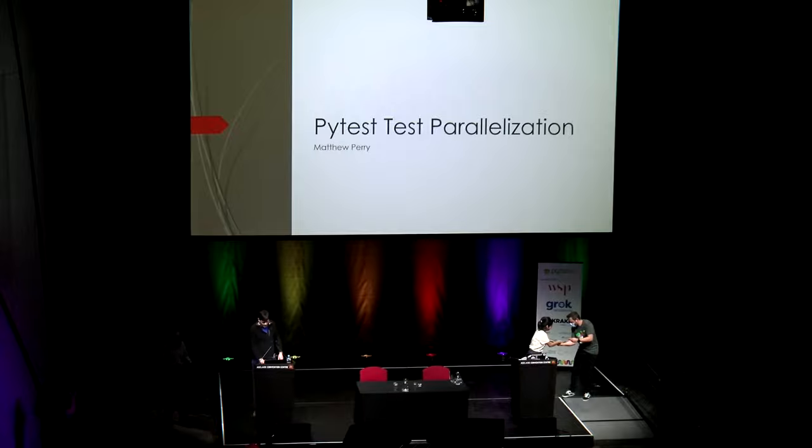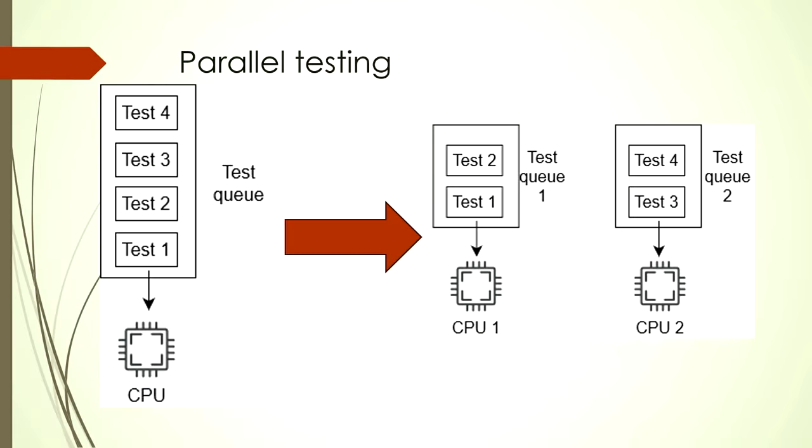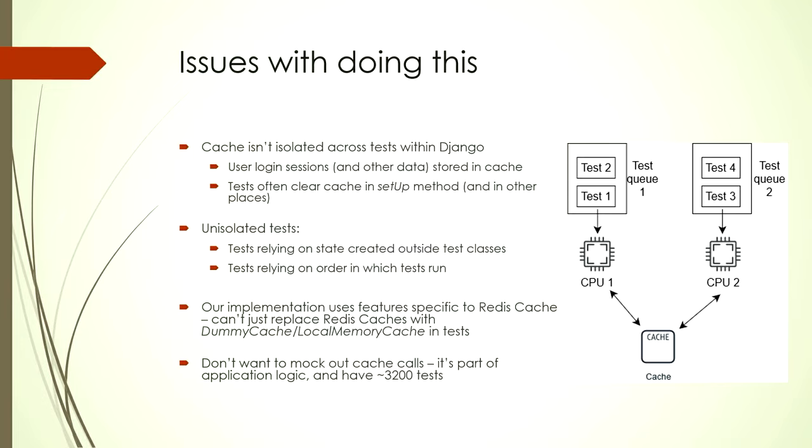Cool. Hi, everyone. So today I'm going to talk about how you can make your tests 5 times faster by parallelizing them. So why would you want to do parallel testing? Well, if you run on a single core, then you have a single test queue and the tests run sequentially. So it's quite slow. Okay, but if you have multiple cores on your computer, which most do these days, then you can have multiple test queues and split the tests to run across each core across your computer and make it faster. So what are some of the issues doing this within Django?